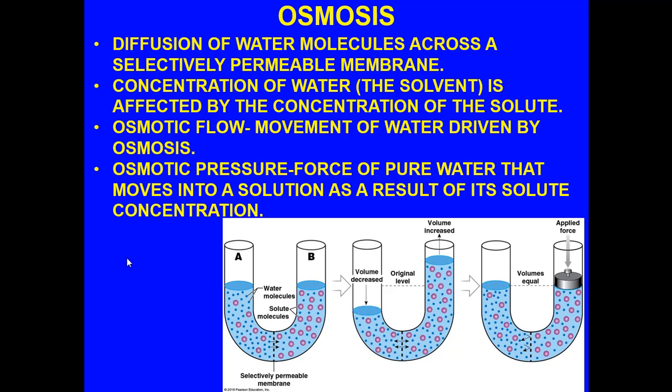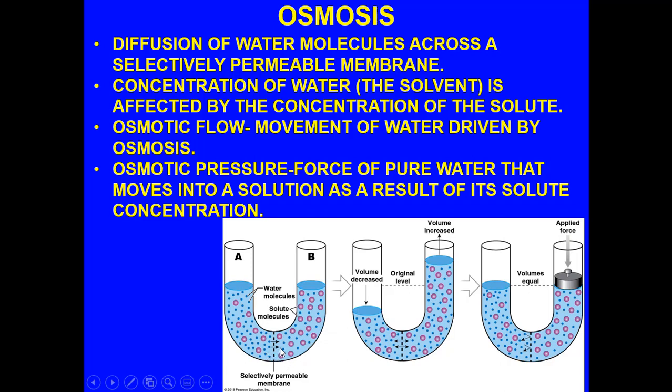When we talk about the term osmotic flow, this is the movement of water driven by osmosis. When we talk about osmotic pressure, this is the force of pure water that moves into a solution as a result of its solute concentration. So if you take a look here, what do you have? You have two different concentrations. Look at the number of large particles here. These are the solute molecules, and the little dots are the water molecules.